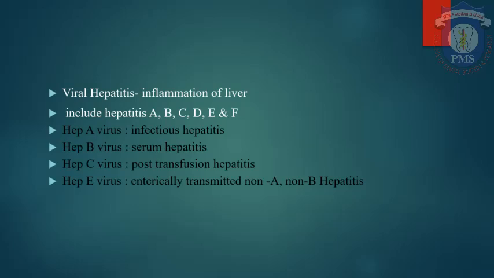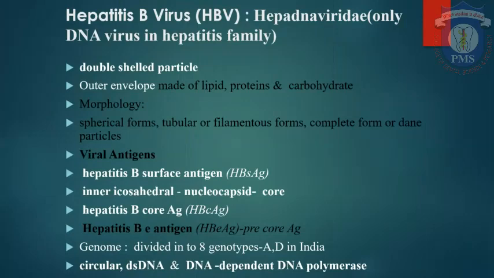Hepatitis A virus causes infectious hepatitis. Hepatitis B virus causes serum hepatitis. Hepatitis C virus causes post-transfusion hepatitis, and hepatitis E virus causes enterically transmitted non-A, non-B hepatitis. As we are going to discuss the surface markers of hepatitis B virus, we are discussing this hepatitis B virus in detail. Hepatitis B virus comes under the family Hepadnaviridae.